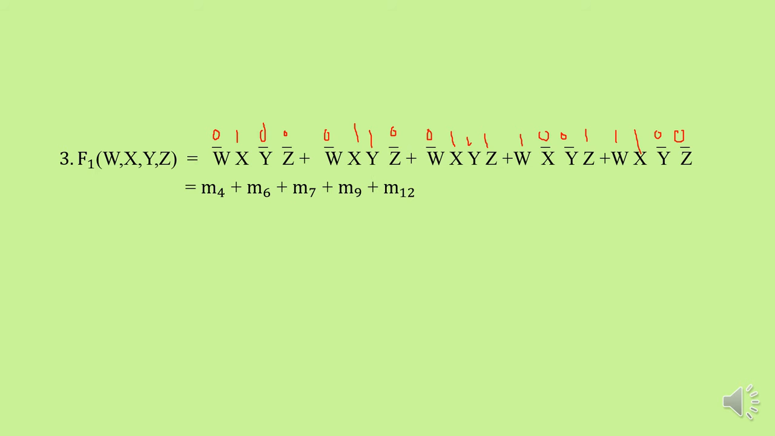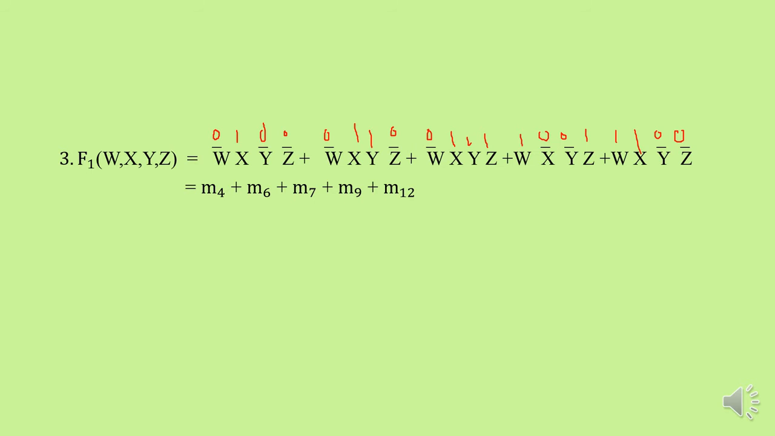So what is the function? That is 0100. What is the decimal representation of this binary term? 4. So here we write M4 plus 0110. What is the decimal representation of this binary number? That is 6. So here we write M6 plus 0111. What is the decimal representation of this binary number? 7. So here we write M7 plus 1001.